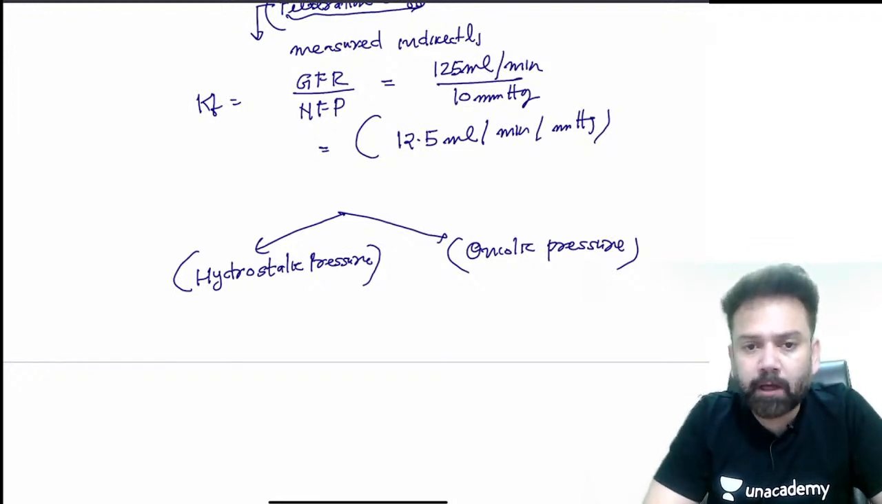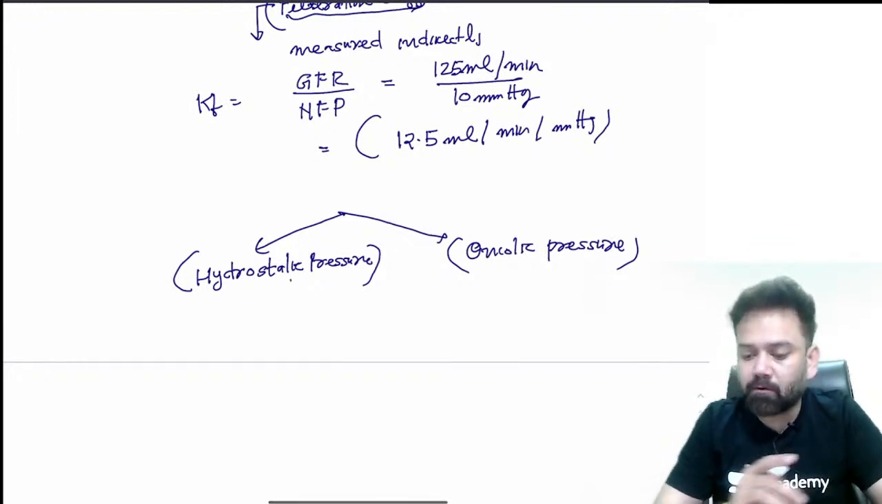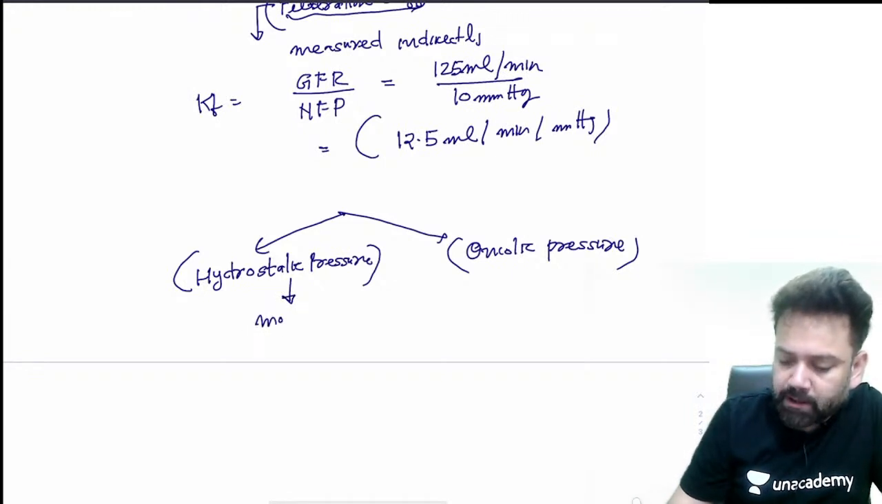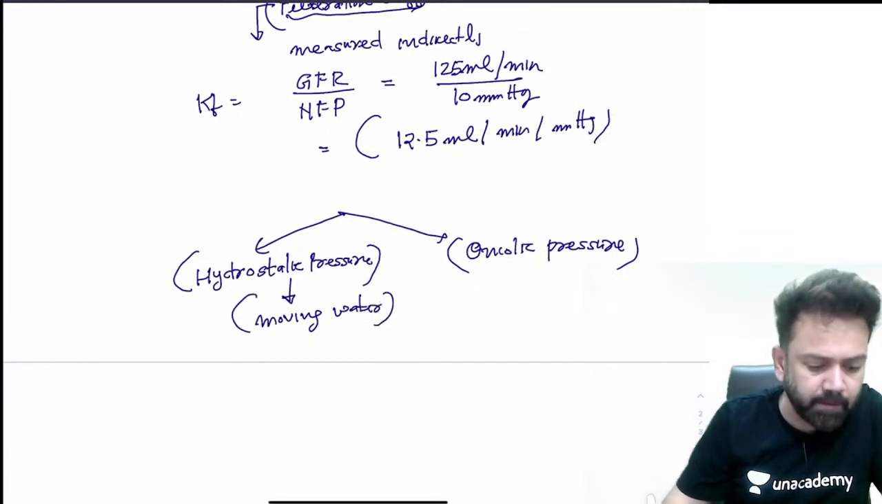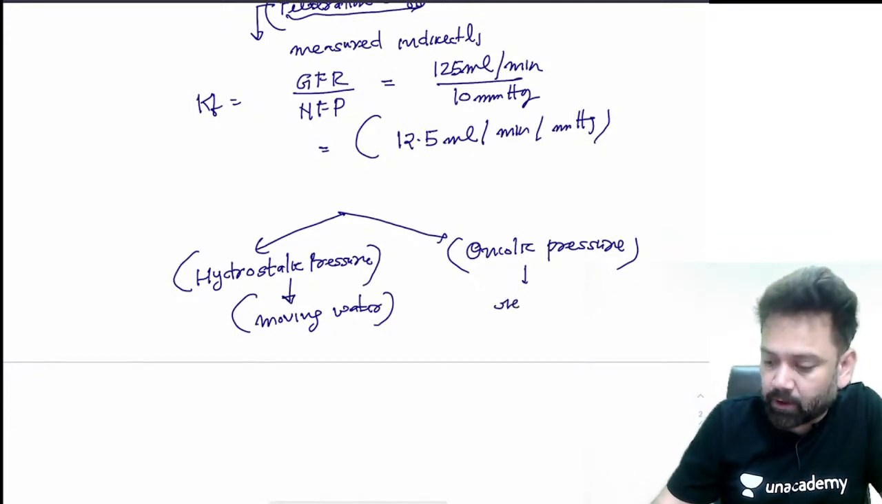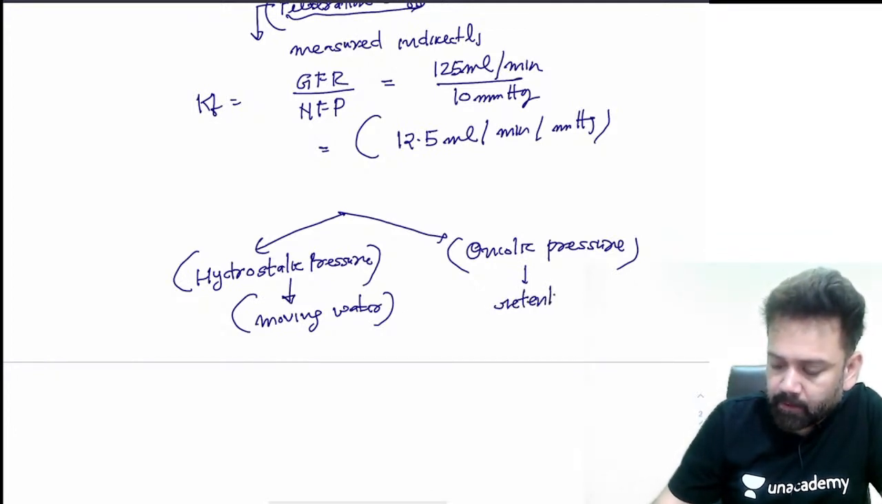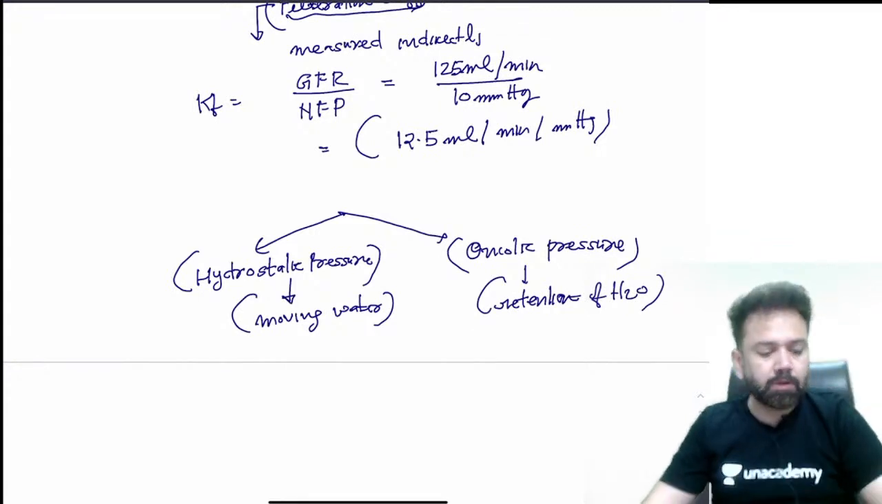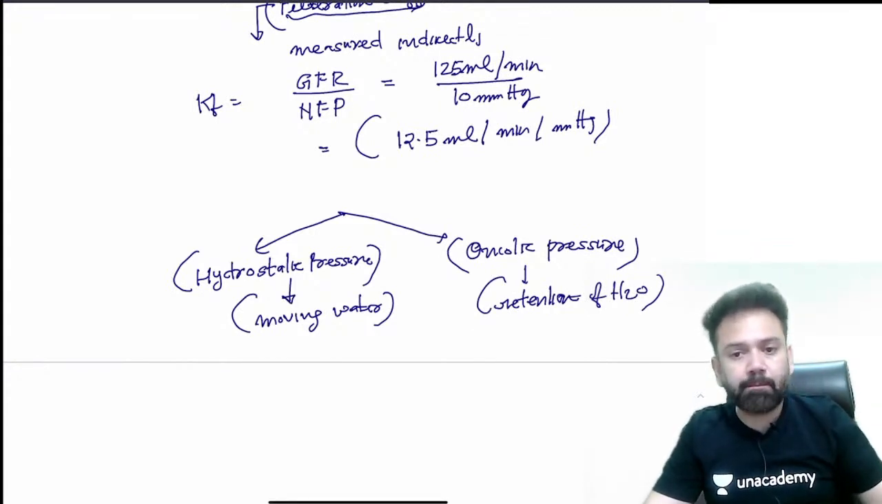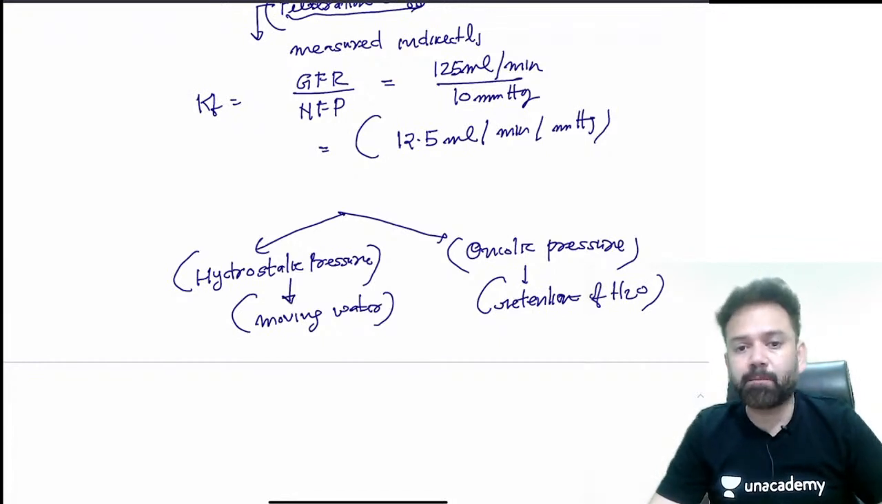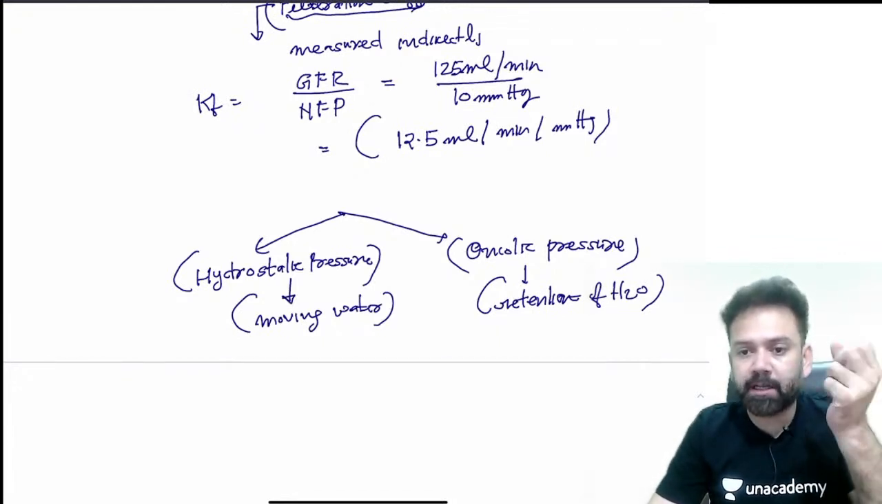There are two types of pressure. The pressure which is moving the water, the water is moved via hydrostatic pressure, and the pressure which is retaining the water. So the pressure which is moving the water and the pressure which is retaining the water, there are two types of pressure. One wants to move the water, the other one to retain the water, and whatever is remaining is called net filtration pressure.